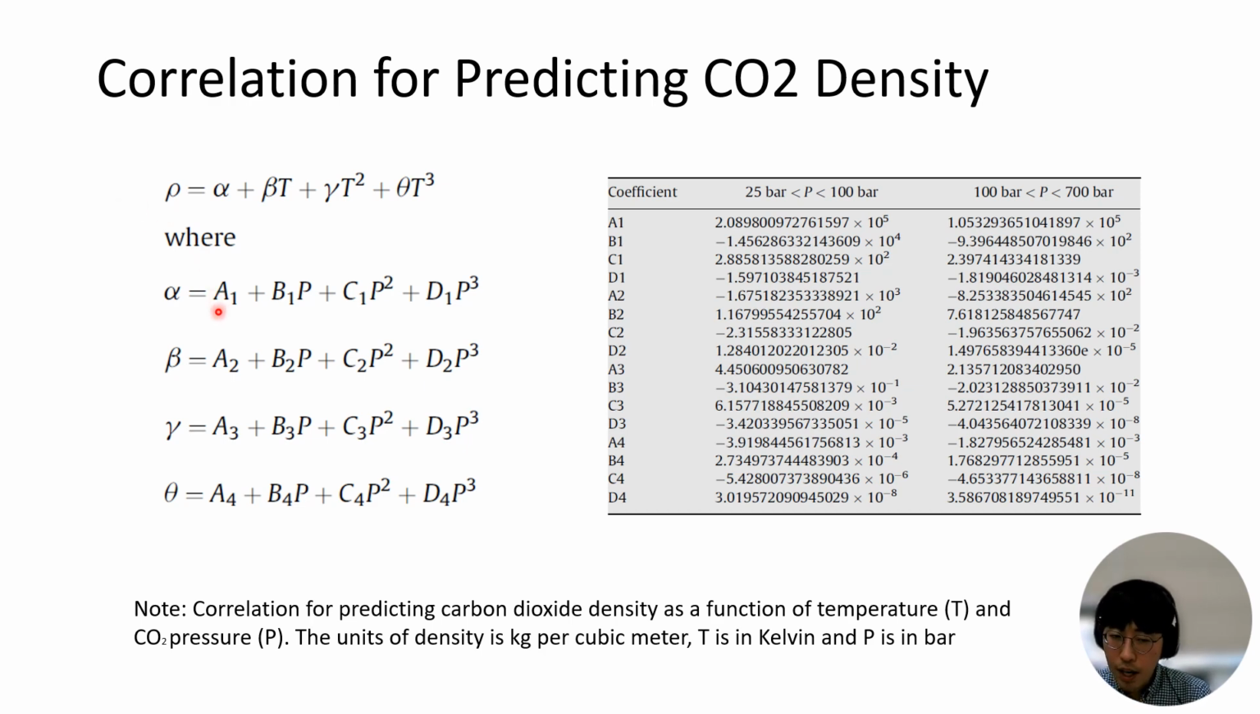And then we have these coefficients, capital A1 to capital D4. These coefficients are constant and given in the table on the right. If the pressure is between 25 bar to 100 bar, then we have to use these coefficients, and if it's exceeding 100 bar, then we have to use these.